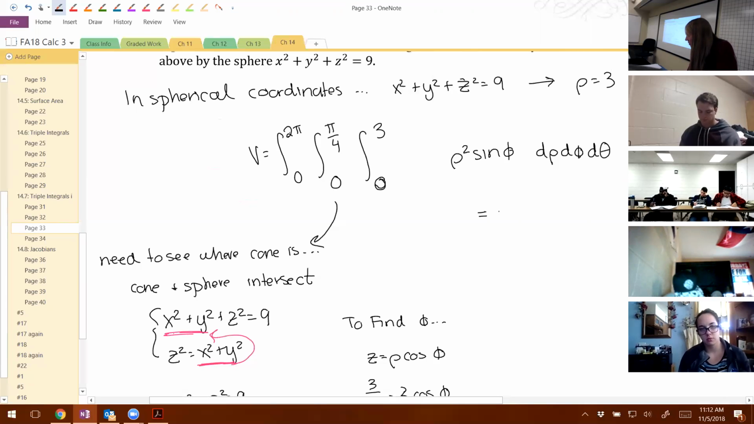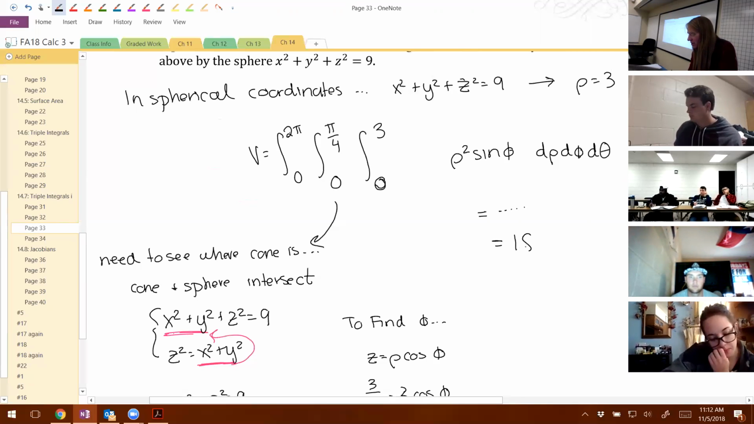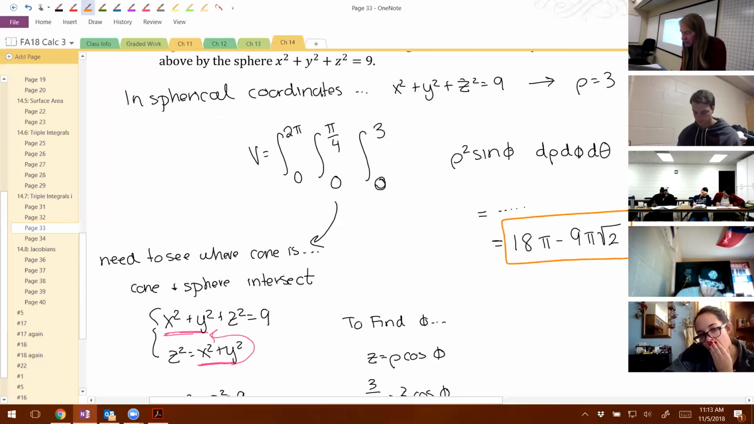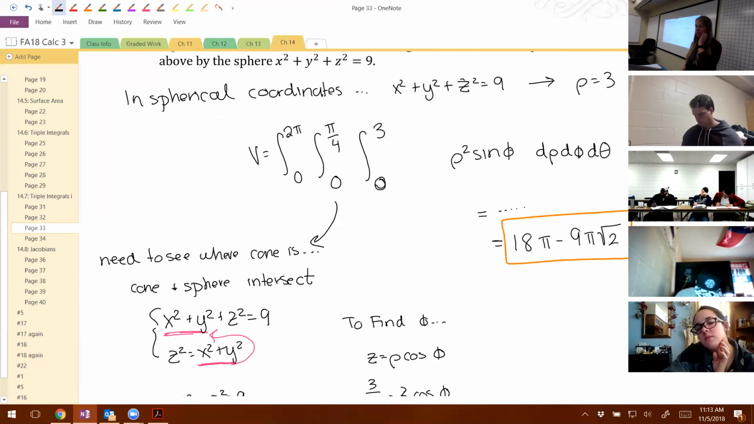To make sure we have time to finish the last one again. It's not too bad to go through this one. You do get kind of a funky answer, but it's not hard to get to. So we can write this as 18 pi minus 9 pi times square root of 2. And it looks weird just because you're taking the sine of pi over 4. That gets kind of messy. But again, setup on that one is definitely the most difficult part.